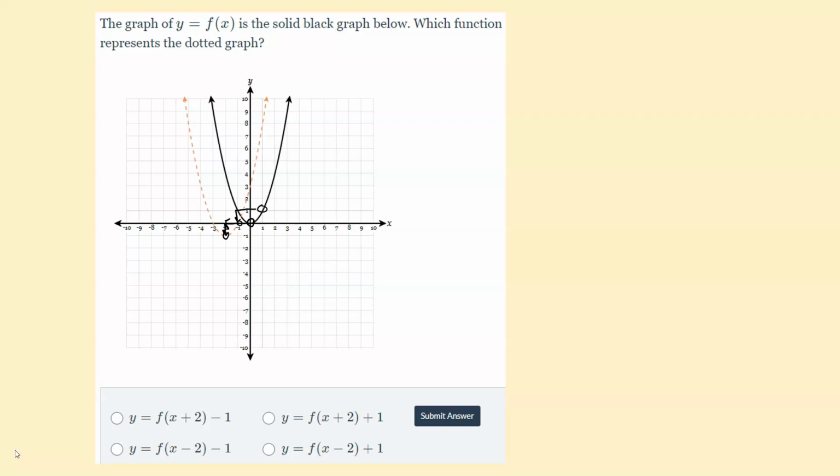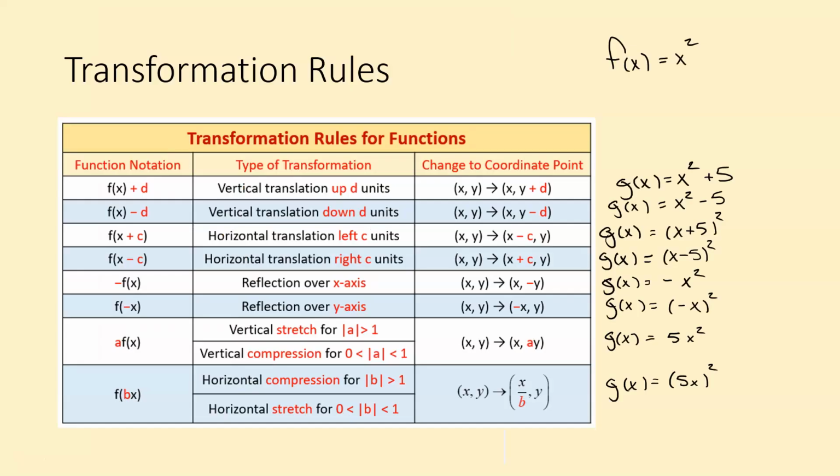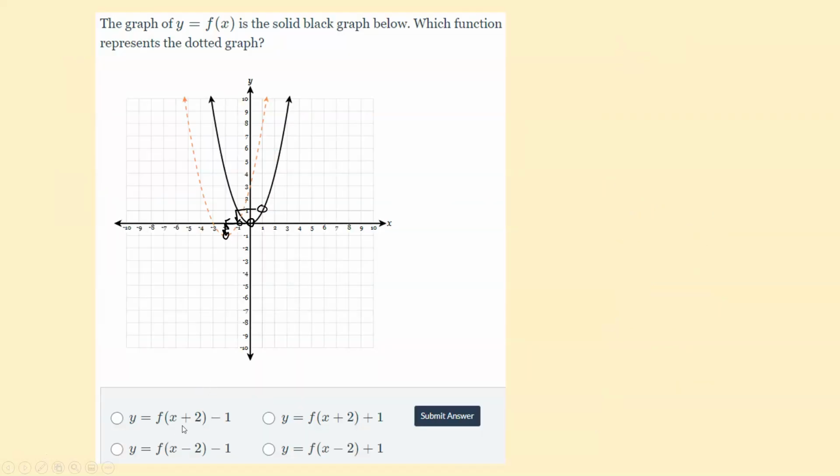So we want to look back at our table. Left is when we add inside the function, and then down is when we subtract outside of the function. So that means we need to add 2 inside the function and subtract 1 outside the function. So this would be our answer here.